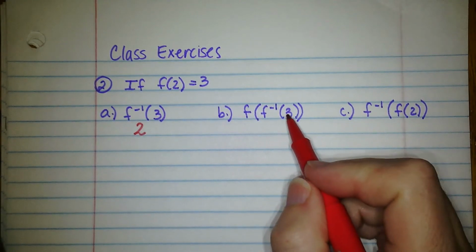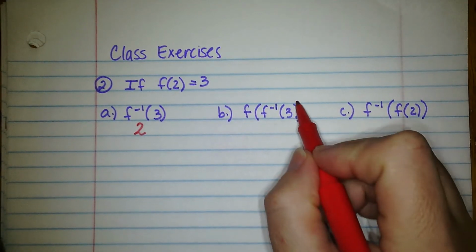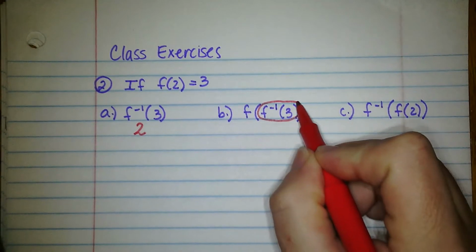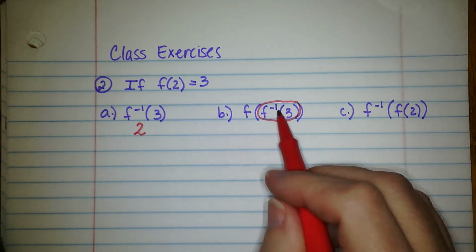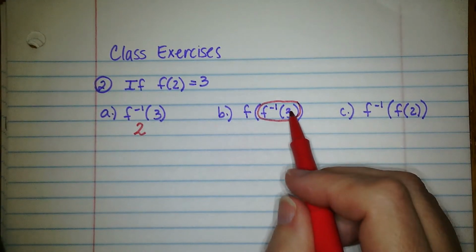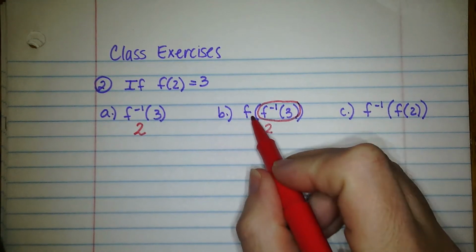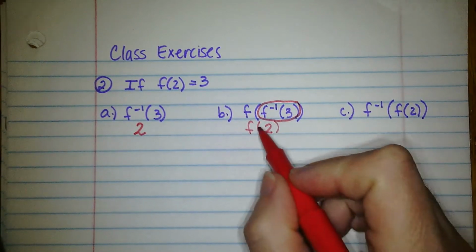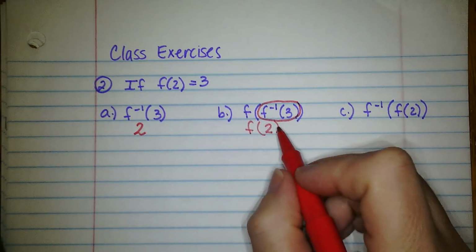These are composition functions, and you always start with the inside. So you're looking for the inverse of 3, which we found. The inverse of 3 is 2. And then they do f of 2. Well, f of 2 is equal to 3.